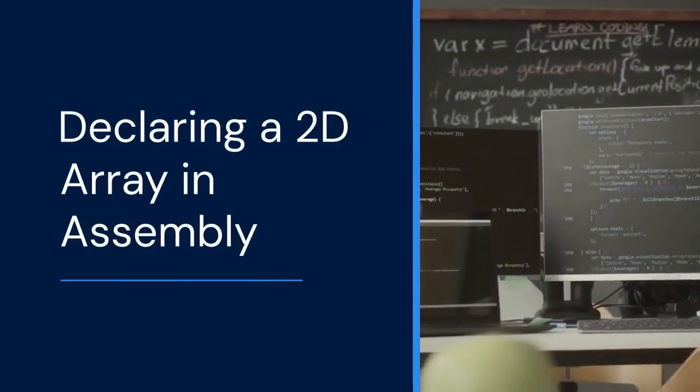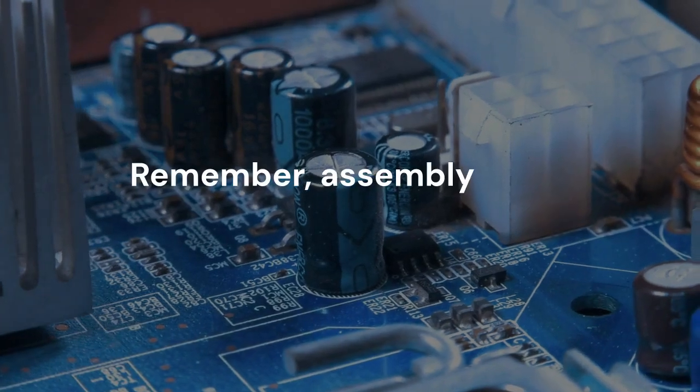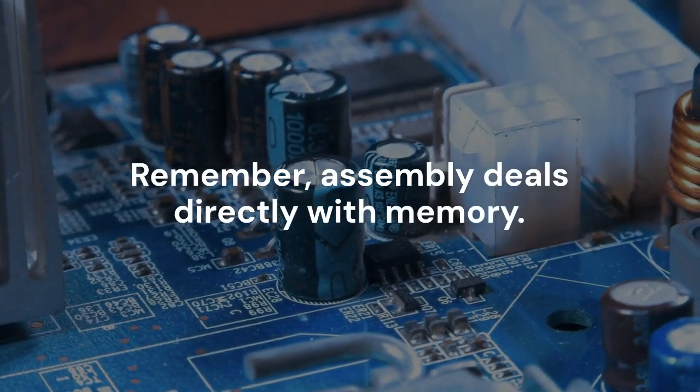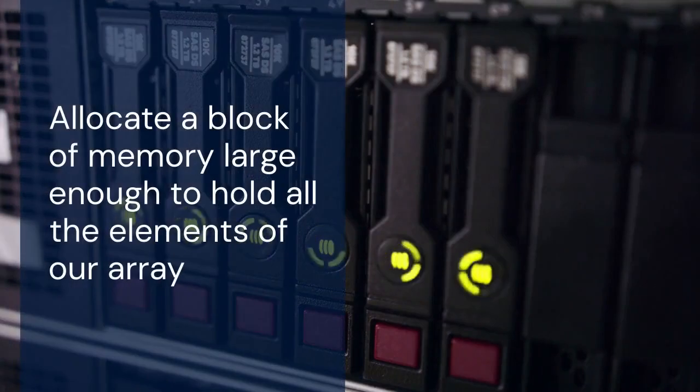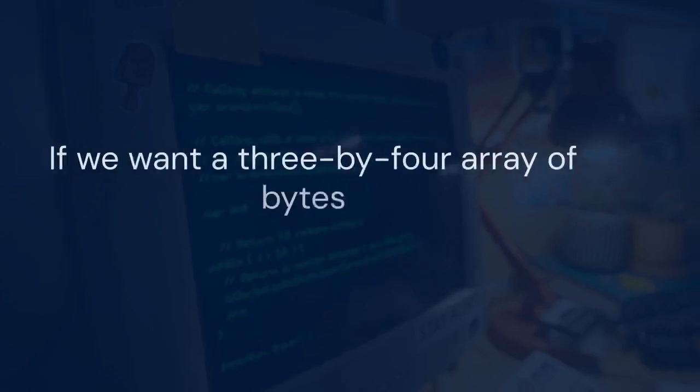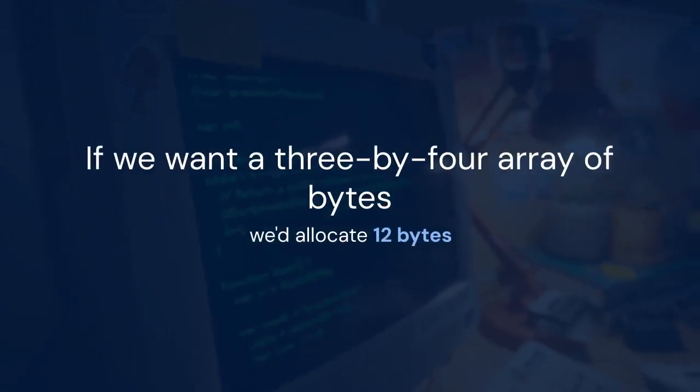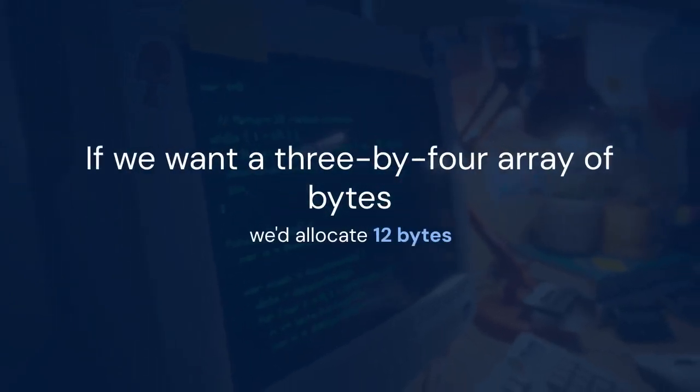First, we'll discuss declaring a 2D array in assembly. Remember, assembly deals directly with memory. We'll need to allocate a block of memory large enough to hold all the elements of our array. For instance, if we want a 3x4 array of bytes, we'd allocate 12 bytes.